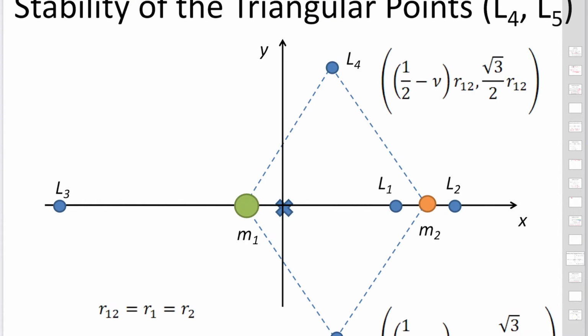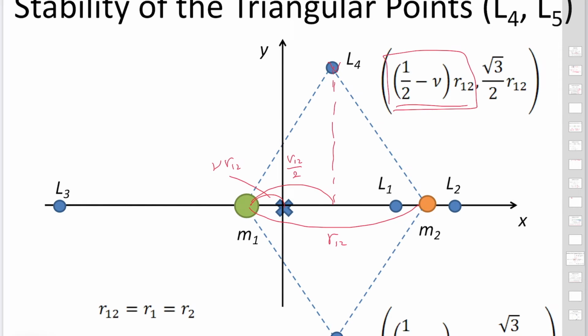Then we'd like to find the stability of L sub 4, L sub 5. L sub 4 is located at this point. So, x coordinate. Because the distance between m sub 1 and m sub 2 is r sub 1,2, half of this length is expressed r sub 1,2 over 2. This length is expressed nu r sub 1,2. So the x coordinate is expressed this way.